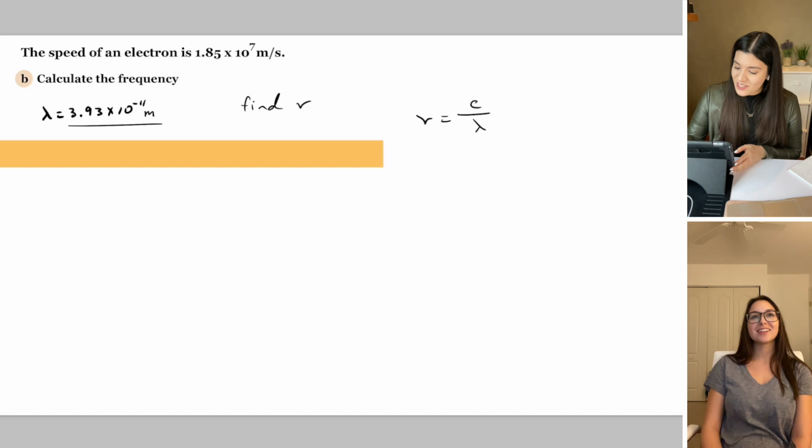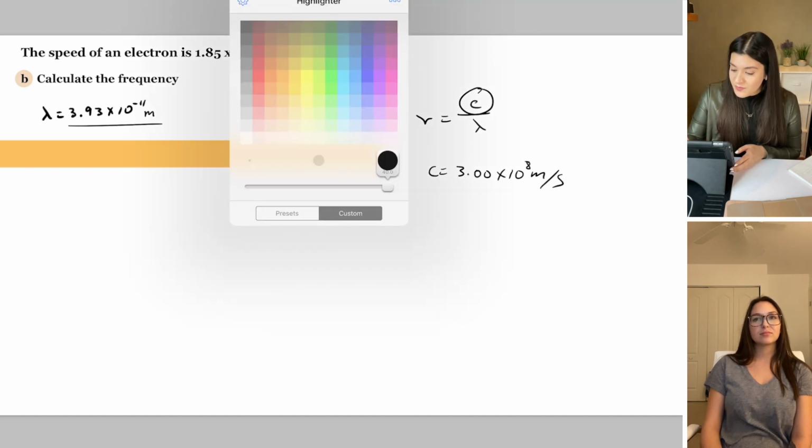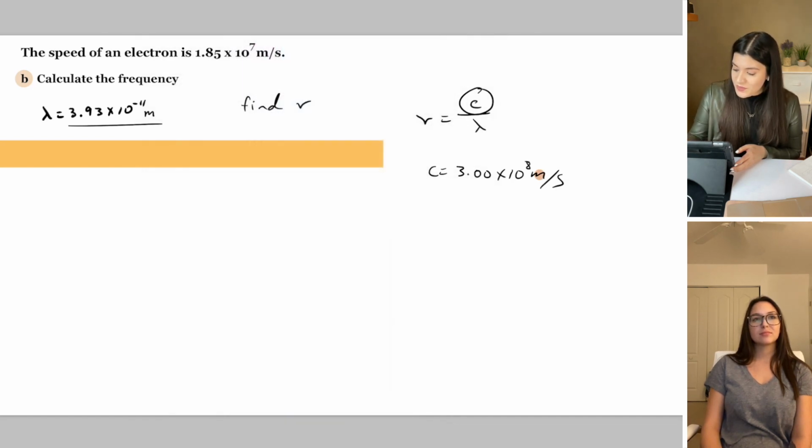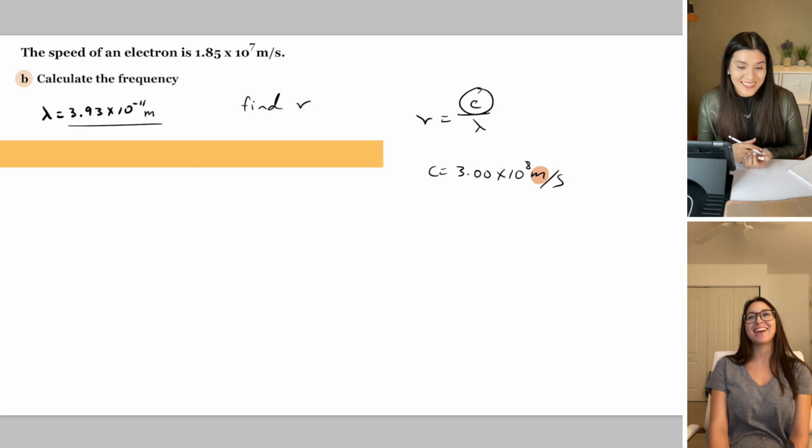Hold on. I want you to think of what the formula is. What we definitely know is C, right? We know what C is. That's 3.00 times 10 to the 8th meters per second. So I'm going to ask again. Since this is in meters, do we need to change the wavelength? No, because we want them to cancel. Yes, no, but that's a good thing.